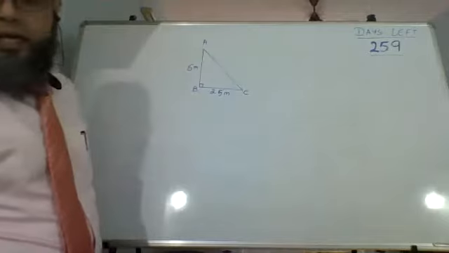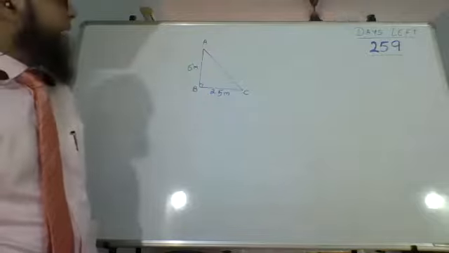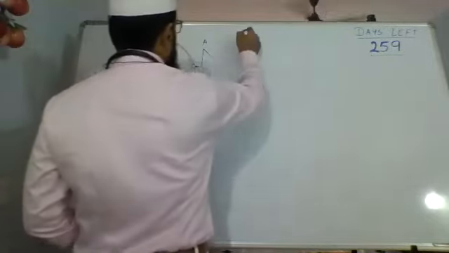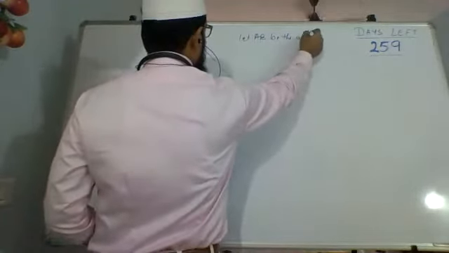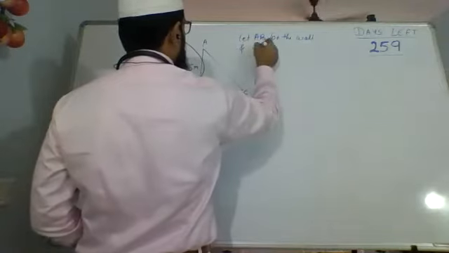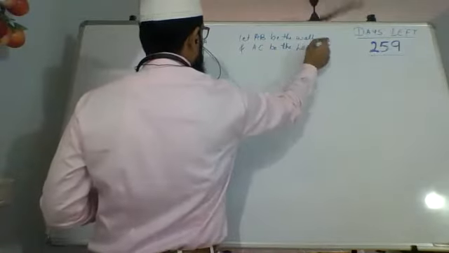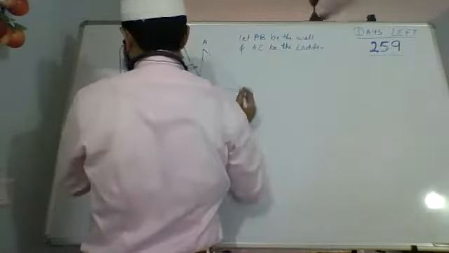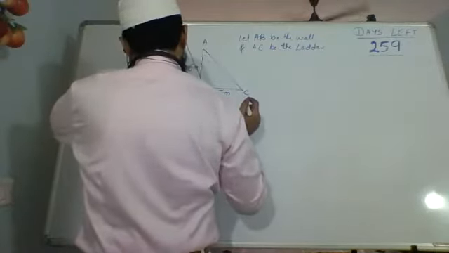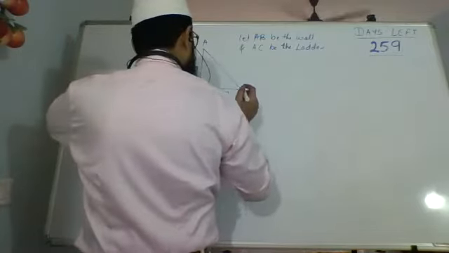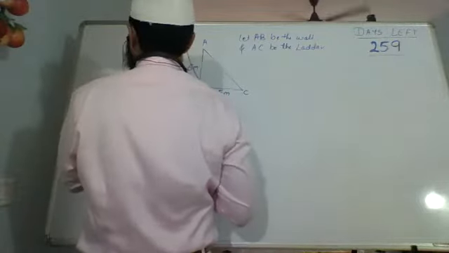Let AB be the wall and let AC be the ladder. We have to find AC only, isn't it? We have to find AC.